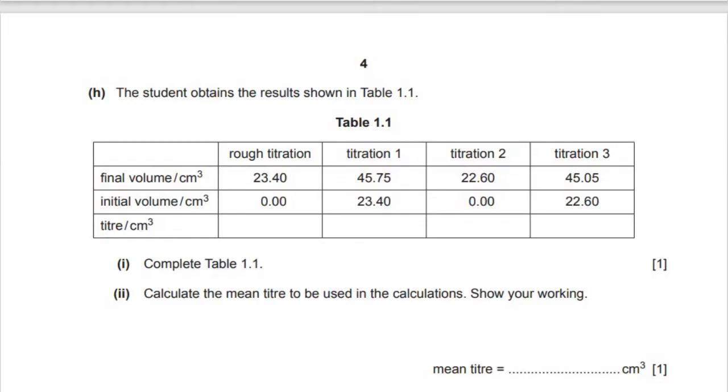Now here in question H, the student obtains the results shown in table 1.1, and here are the titration readings which we have taken: final volume, initial volume and titre in centimeter cube.